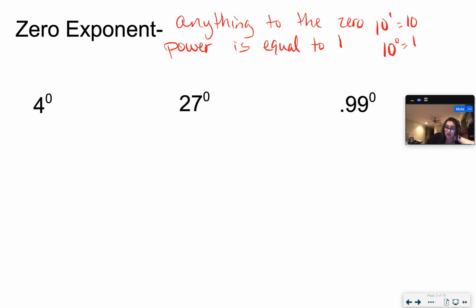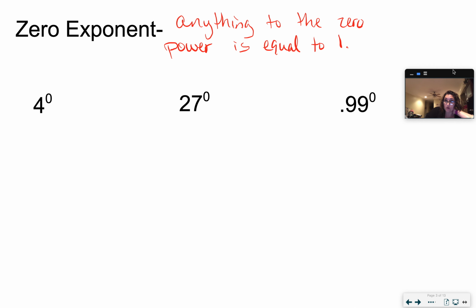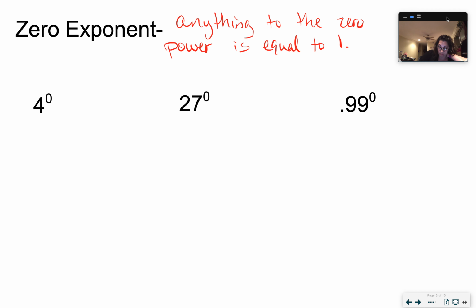So the rule is 0 exponent, anything, write this down, anything to the 0 power is equal to 1. That should be super, super short, sweet, simple, easy. Okay, anything to the 0 power is 1. I don't care what the number is. If it's to the 0 power, it's 1. So then, therefore, 4 to the 0 power, guess what, is 1. 27 to the 0 power, guess what, is 1. 0.99 to the 0 power, guess what, is 1.